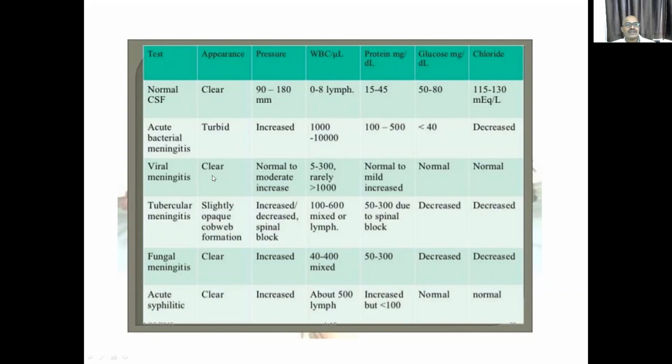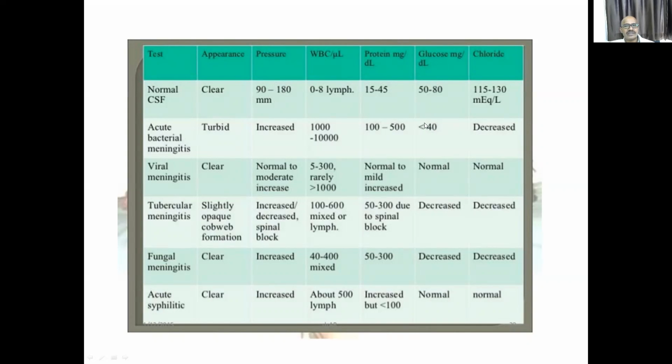Next, coming to viral meningitis. In case of viral meningitis, the CSF is clear, and the cells which are increased are lymphocytes, not neutrophils. Neutrophils are increased in acute bacterial meningitis. In viral meningitis, lymphocytes are increased, about 300 cells. The protein is normal or slightly increased, and the glucose is normal. So the differentiation between viral and bacterial meningitis is that protein is elevated in bacterial meningitis, whereas protein is normal in viral meningitis.